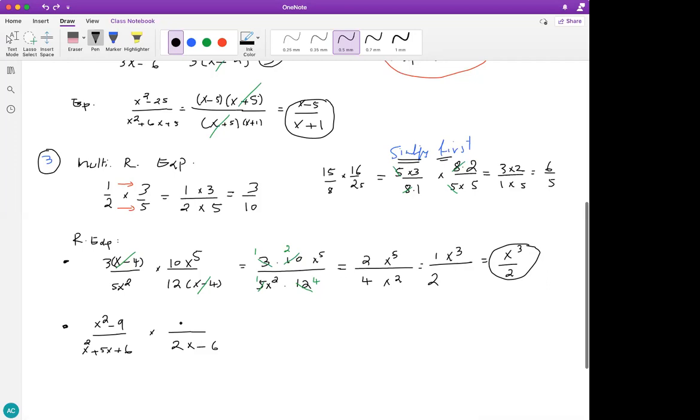Maybe actually say 2x plus maybe 4. Okay, so again, looks like there's a lot going on here. No reason to freak out or panic over this.